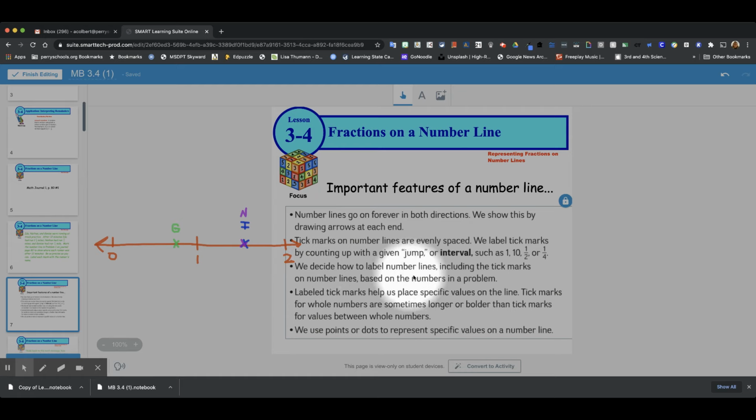We decide how to label number lines, including the tick marks, based on the numbers in a problem. So by looking at the problem that we previously had, I saw that it would only go up to 1.5, so I went up to 2 on my number line. Labeled tick marks help us place specific values on the line. Tick marks for whole numbers are sometimes longer and bolder than tick marks of values between whole numbers. We use points or dots to represent specific values on a number line. This time I used an X. We could have used a dot.